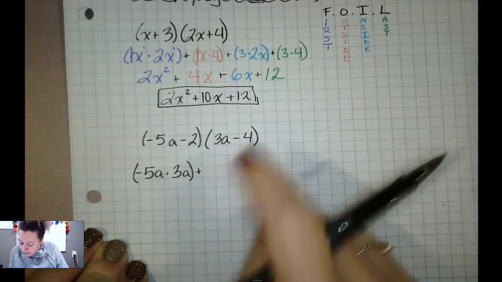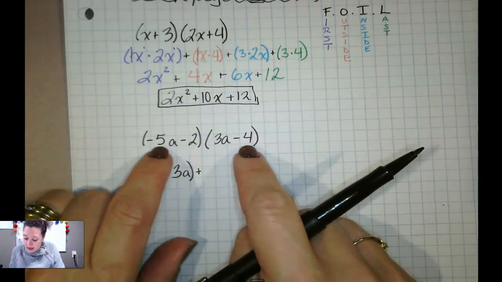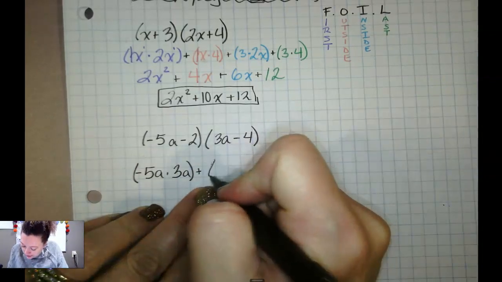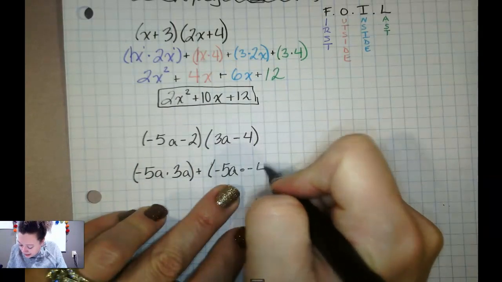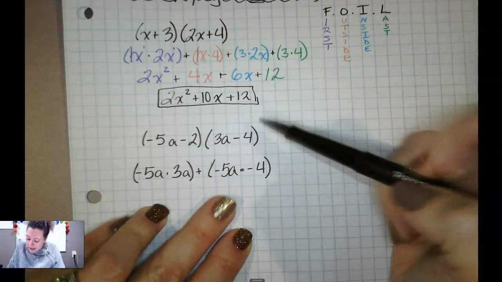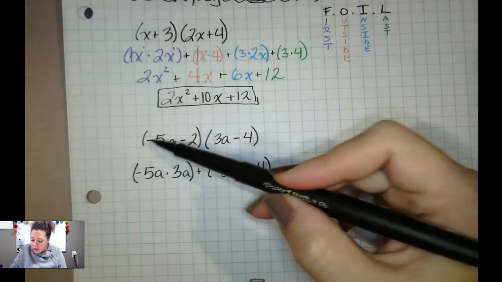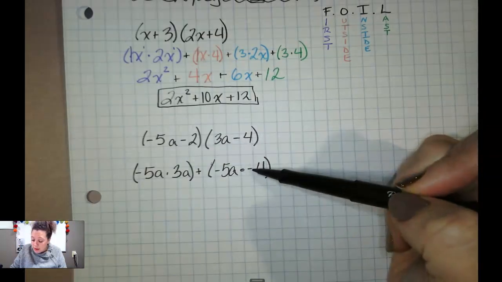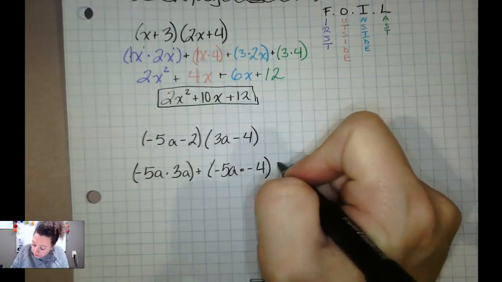Then to that I'm going to add the product of the outside terms. So negative 5a and negative 4. So I'm going to take negative 5a times negative 4. Don't forget, this sign here is acting like a negative sign. So whatever sign is in front of the number or the term, you need to make sure you bring it down with it when you rewrite it. If you don't, you're going to get an incorrect answer and it's going to throw everything off.